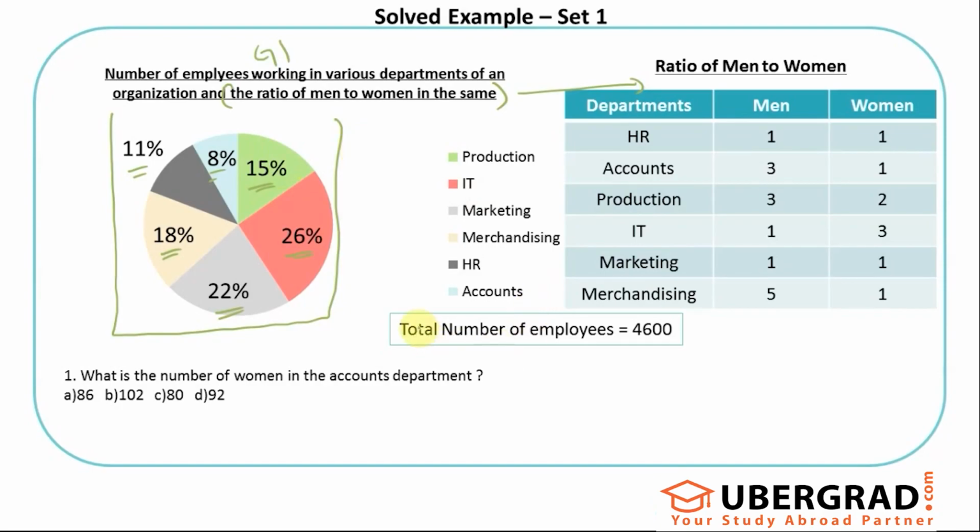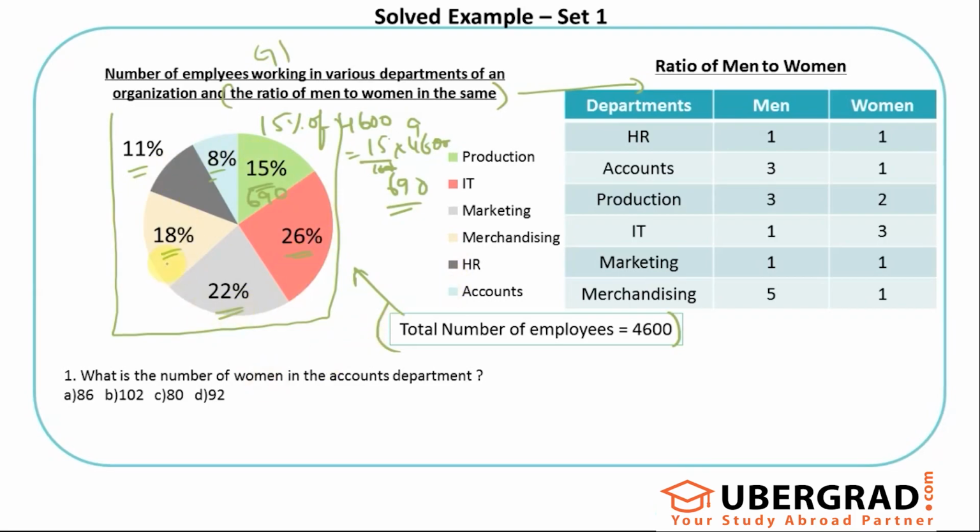But this piece of information, the total number of employees, I can use to figure out. So if I ask you how many people are working in production, that is 15% of 4600. This will be 15 by 100 into 4600. So the 00s get cancelled. 15 6s are 90, 15 4s are 60, 690. So 690 people out of 4600 are from production. Similarly, I can find for the others.